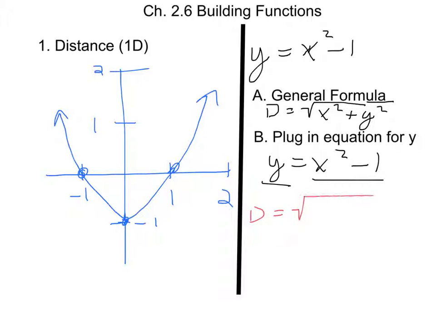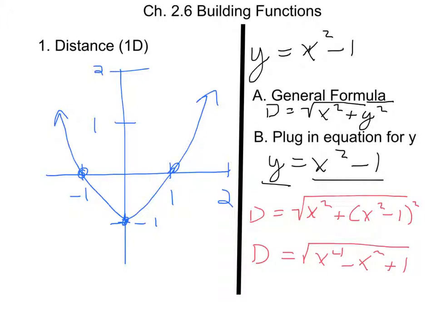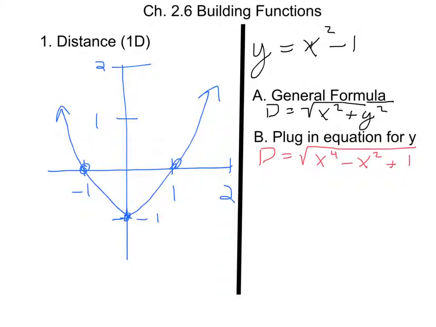So we can do that here. Distance equals root x squared, still going to be x, plus, and then plug in for y the equation, x squared minus 1, squared. After you simplify that out, you're going to get distance equals the root of x to the fourth minus x squared plus 1. Now this equation that we just got is going to be called your model.